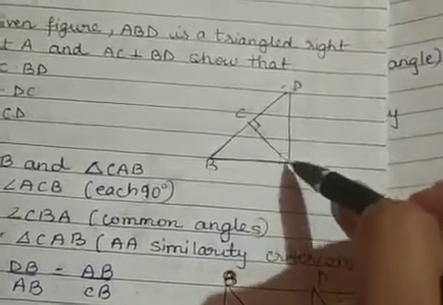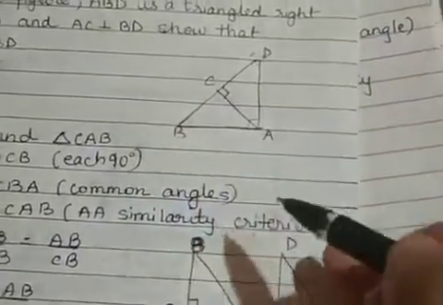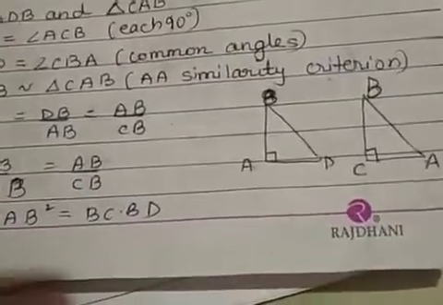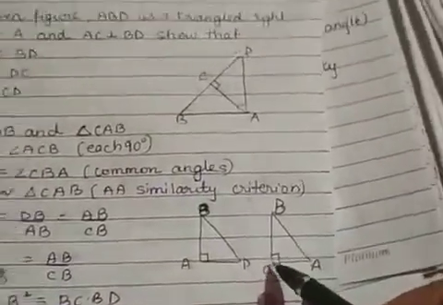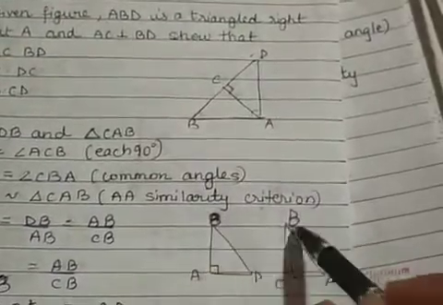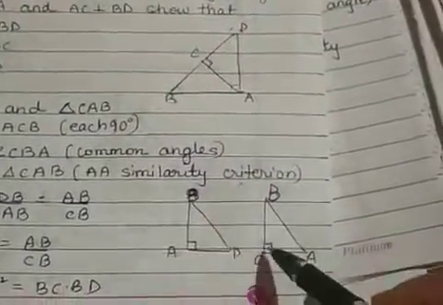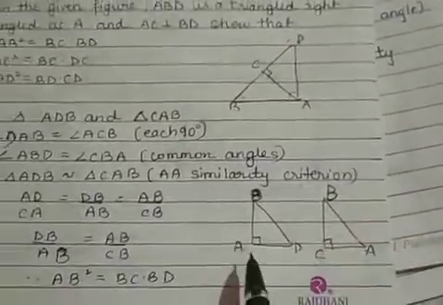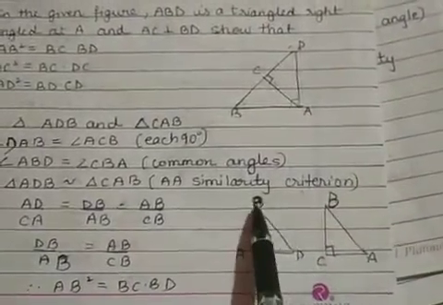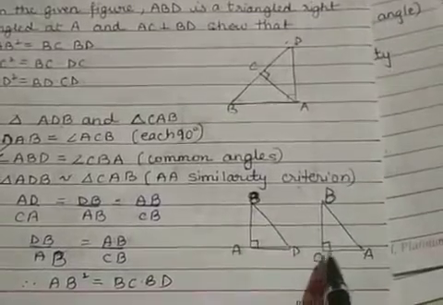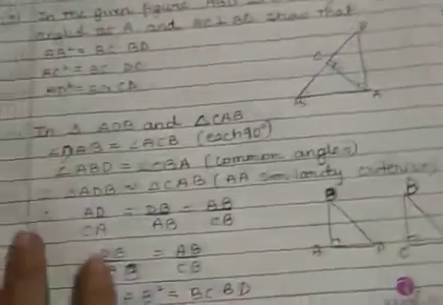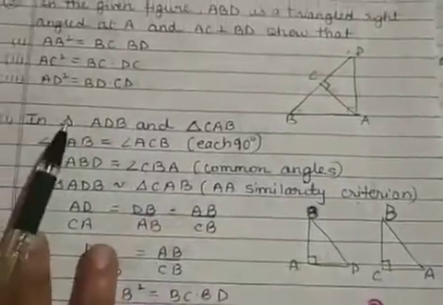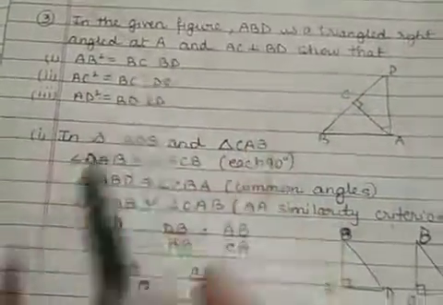So which is a common angle here? This angle, correct? So the other angle is this angle. So other angle will be angle CBA. So this B and B will correspond. Once you get the right angle, you know where the A should fall. So which are the two triangles to be taken? Triangle ADB and triangle CAB. So now let us prove that these two triangles are similar so that we can prove the first condition.